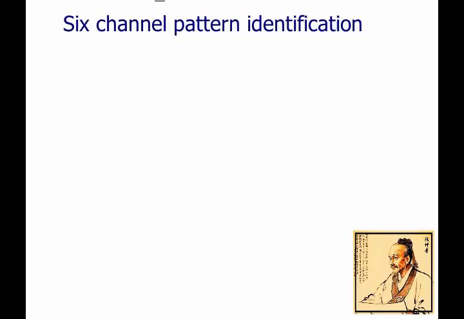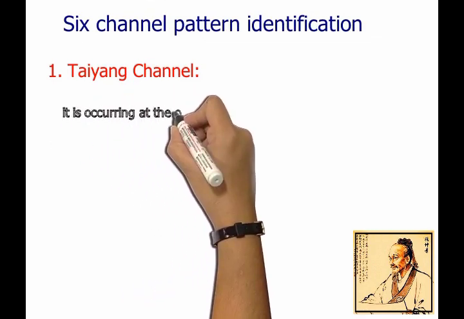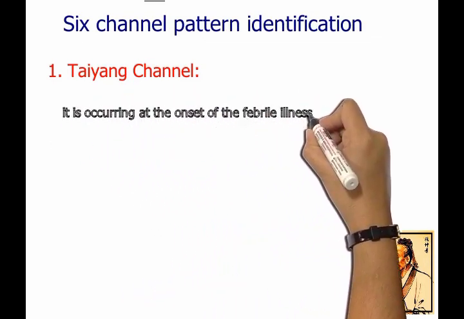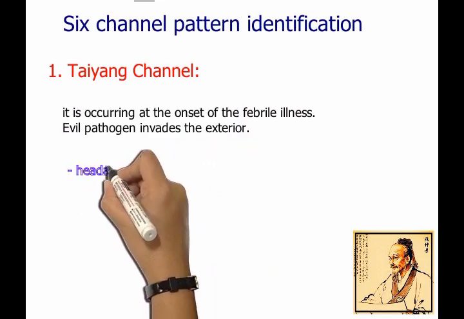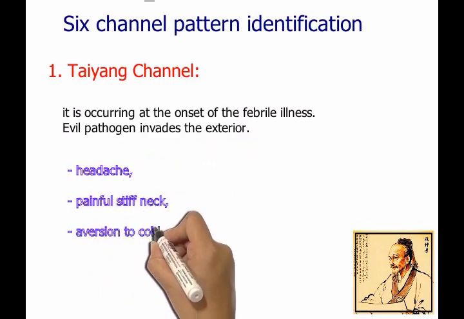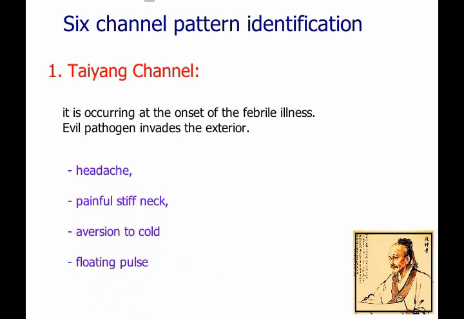First stage, Taiyang channel. It occurs at the onset of the febrile illness. An evil pathogen invades the exterior. Main signs and symptoms are headache, painful stiff neck, aversion to cold, and floating pulse.